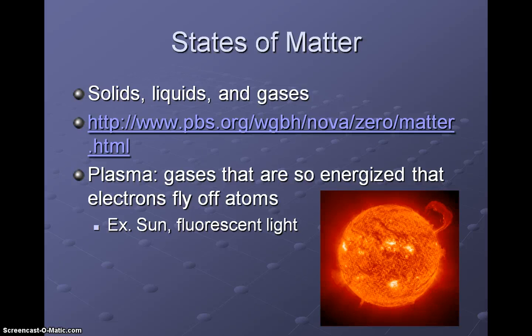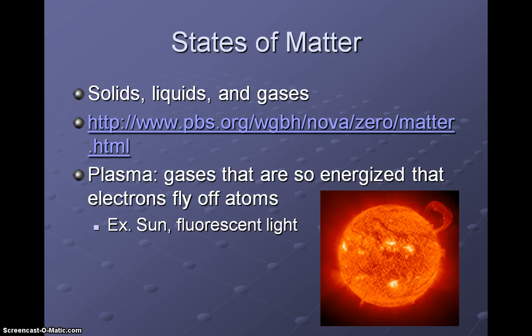Plasma is when you have electrons that are highly energized and are flying off of the atoms. That really only happens in various somewhat extreme cases. So we're exciting different gases. That's how we get fluorescent light, or on the sun.